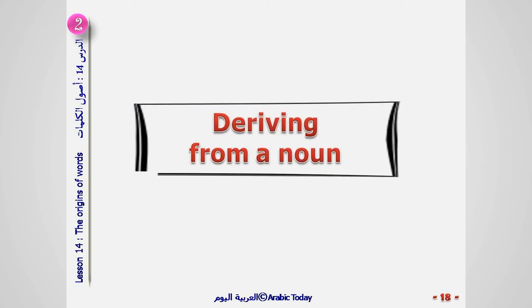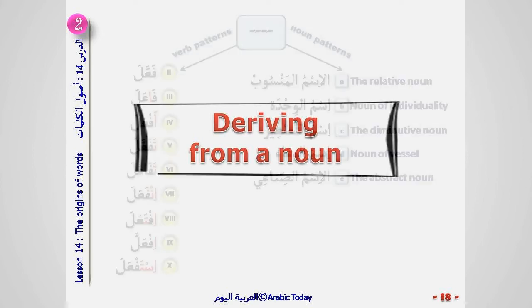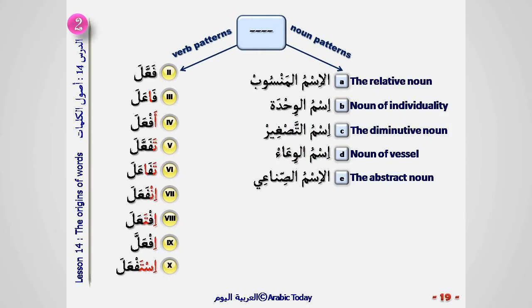Now let's see how we proceed when we derive from a noun. The verbs that can be derived from a noun use the 9 common patterns we have seen in the verb-based derivation. There are more patterns using 4 and 5 root letters, but we will not see them in this lesson. As to the noun patterns, they are different from those derived from a verb. Let's see what they look like using 2 examples.